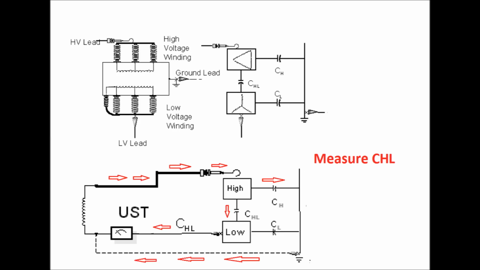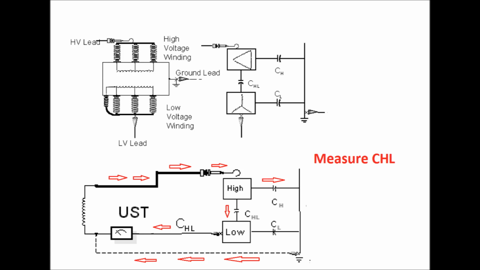So another method is the ungrounded specimen test, or UST mode. The test arrangement is shown in this figure. The HV lead is connected to the HV side winding, the LV lead is connected to the LV side winding, and the ground lead is connected to the ground or earth. For the current flowing from the set, there are two paths: from the high voltage winding to the ground, and another from the high voltage winding to the low voltage winding, and it comes back through the low voltage lead.